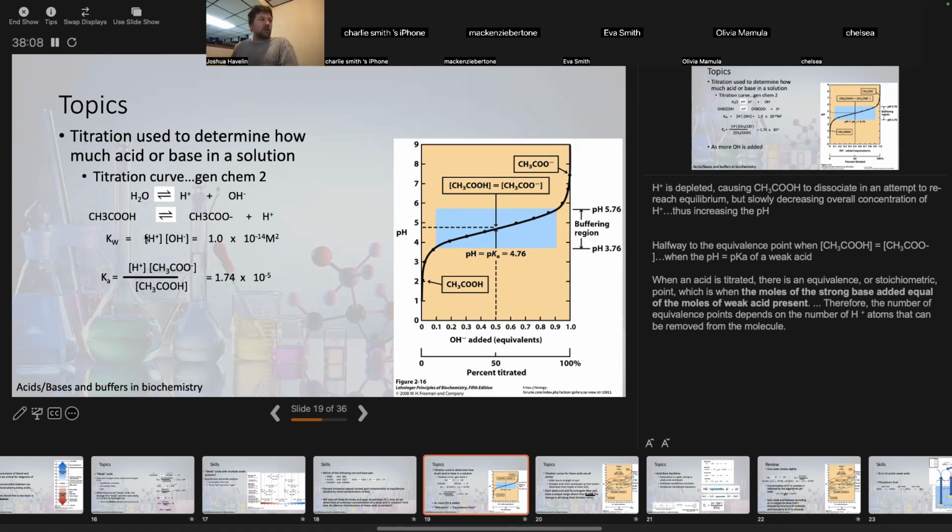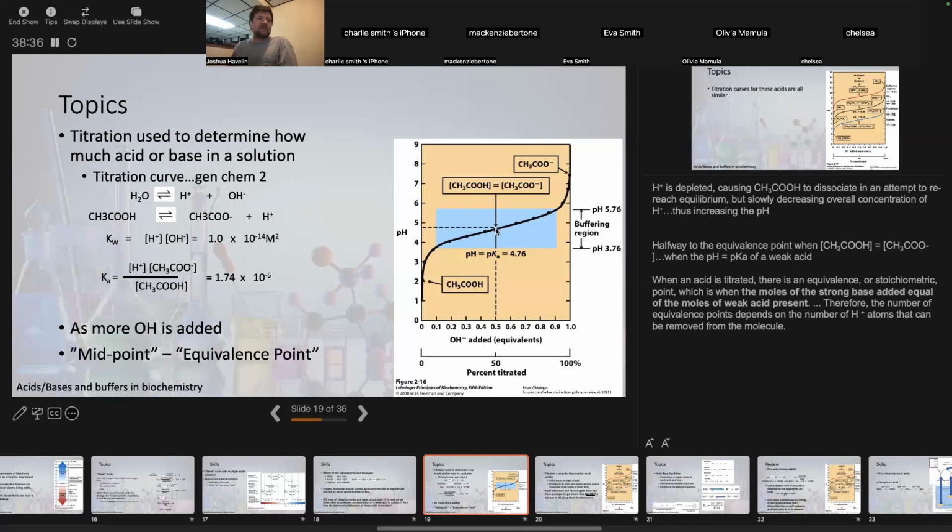If we incorporate our values from Kw and set up our equilibrium constant, that's going to equal H plus times the concentration of acetate ion over acetic acid. And again, at 25 degrees Celsius, room temperature, it's always going to equal 1.74 times 10 to the negative fifth. But if you take the negative log of that value, you'll get 4.76.